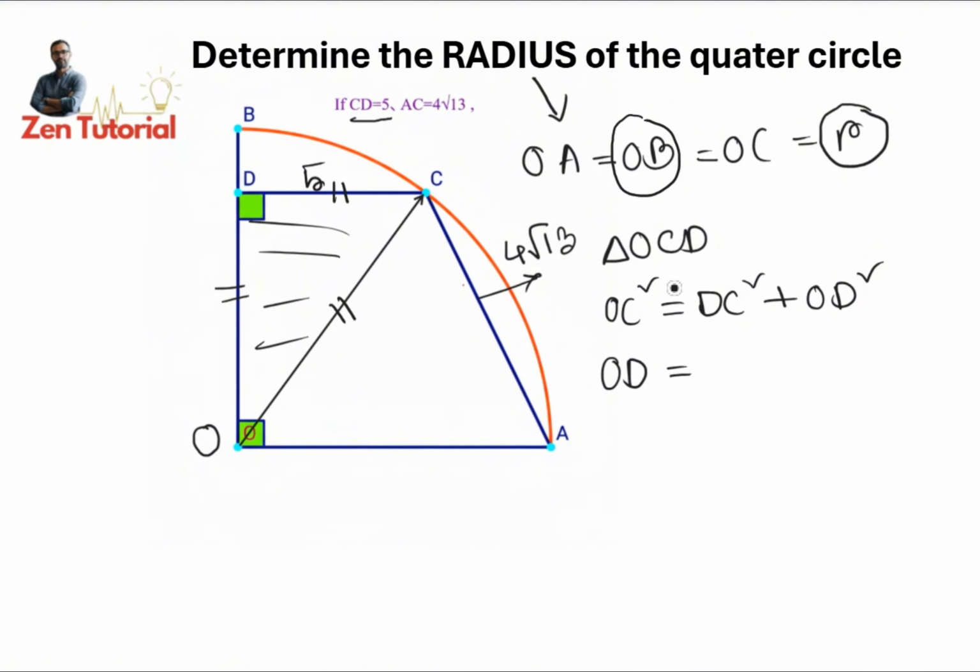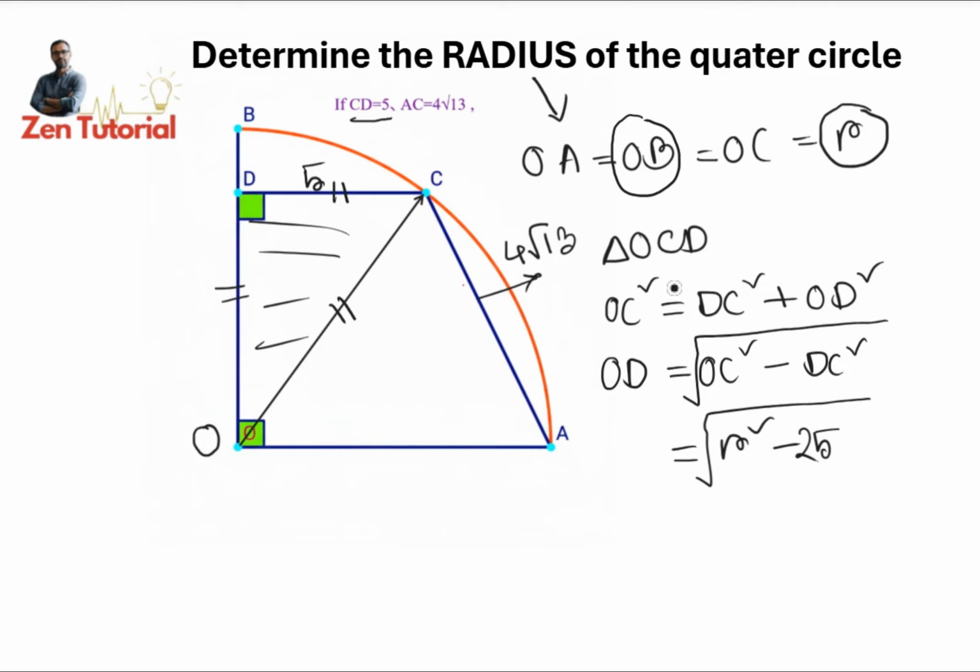So OD is equal to the square root of OC square minus DC square. The value of OC is R, so R square, and DC is 5, so we write 25, under the square root, right? So this is the value of OD we determined.